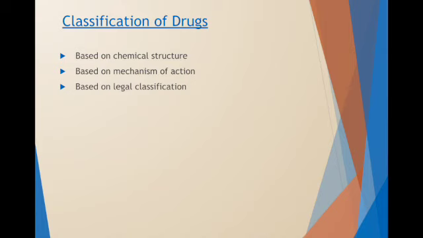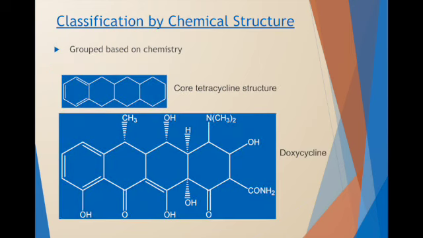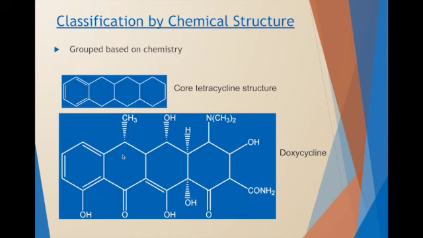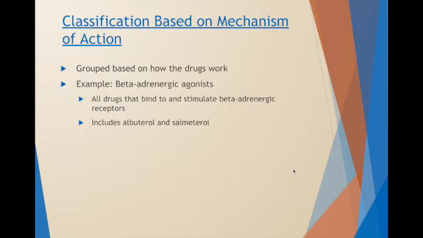Some ways that we classify drugs are based on its structure, mechanism of action, and legal classification. We'll kind of go through these one by one. The chemical structure of a tetracycline, for example, tetra meaning four, and cycline meaning cycle or ring or circle. You can see that doxycycline, which is an antibiotic of the tetracycline family, shares a four-member ring that you can see here in the picture.